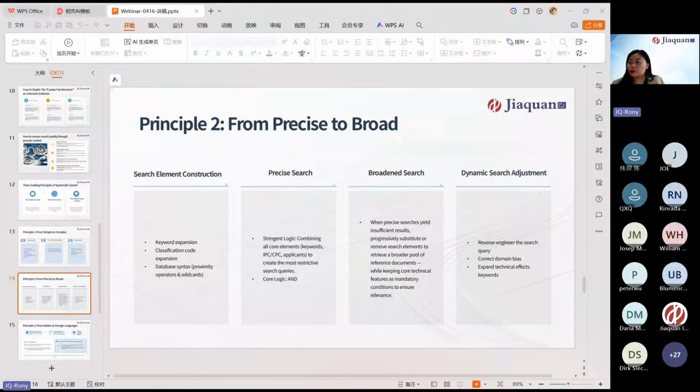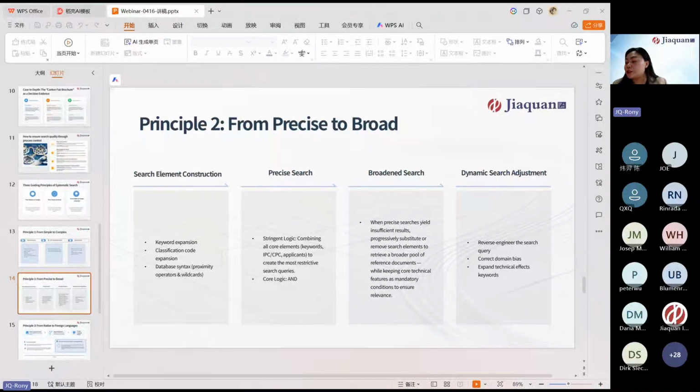For principle two, from precise to broad, I believe that relying solely on tracking searches or using very specific keywords may give us some evidence, but it's not enough. So we can use the principle from precise to broad, and we should gradually expand our search scope. And we can expand keywords and classification numbers, and then use grammar rules in a database, such as proximity operators, to make our search expressions more precise, while also expanding their scopes.